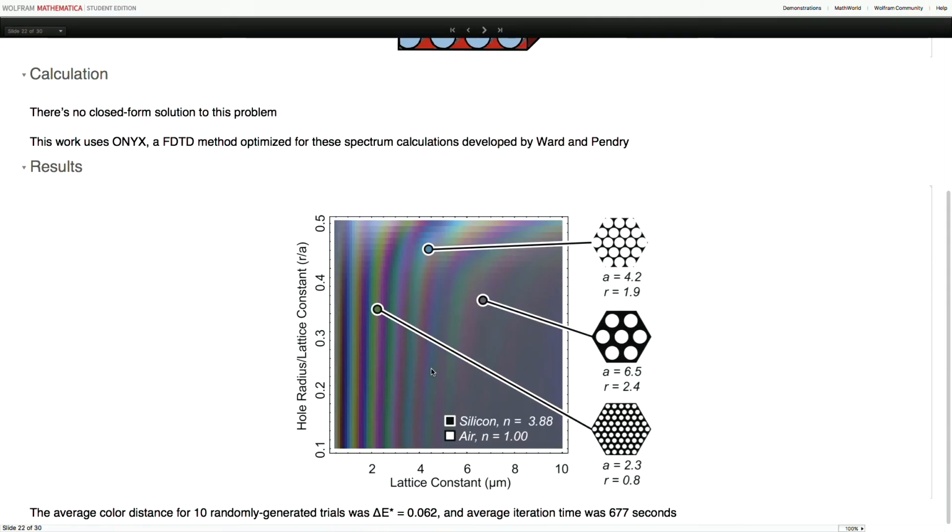Here's my parameter space for the two-dimensional case. We see again, it's differentiable, nice patterns. And if I generated 10 random trials, I saw that my average color distance was 0.062. Average iteration time was pretty long, about 11 minutes, because it's such a complicated calculation.